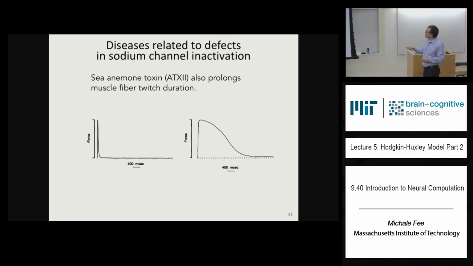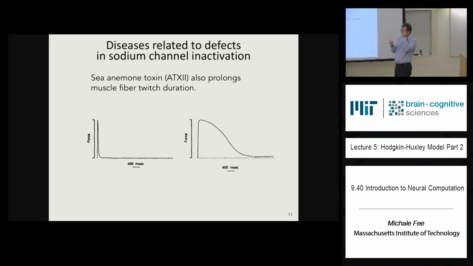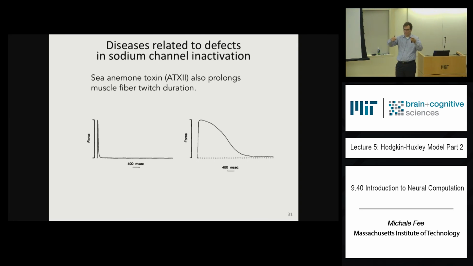If you take that toxin and you apply it to a muscle fiber, you see something really interesting. You take a muscle fiber, tie a string to one end and a string to the other end, and pull it tight a little bit and measure the force that the muscle fiber is exerting. So you can measure force as a function of time.